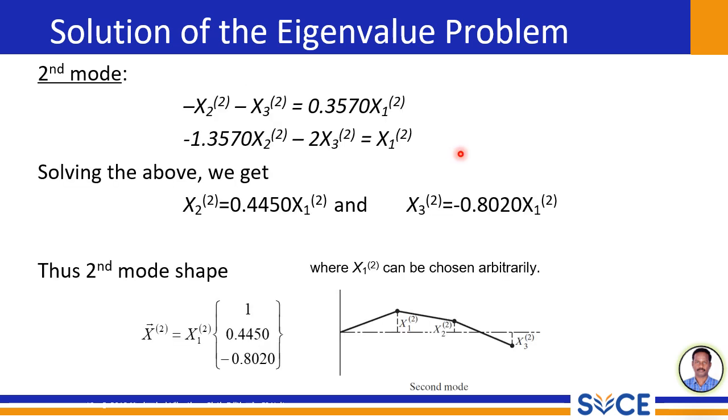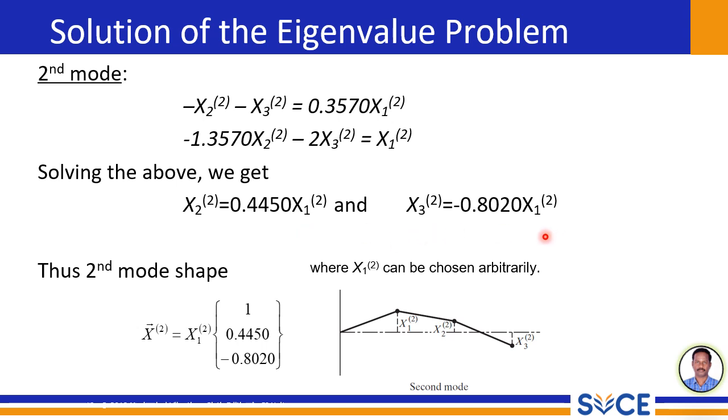To determine the second mode shape, we use the system of equations obtained by substituting the second eigenvalue. Let's consider the first two equations. Solving by rearranging them, we get the solution of x2 in terms of x1 and x3 in terms of x1 once again.